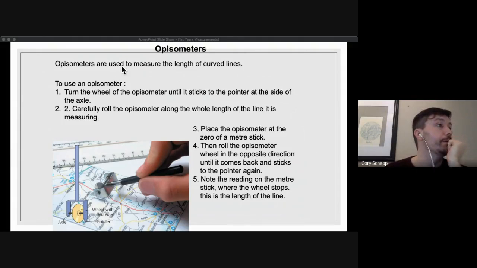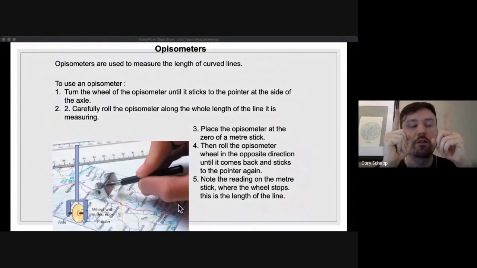So opisometers are used to measure the length of curved lines. A lot of the time they're used for maps, because normally at the bottom of a map, you'll have a little key that tells you how far on the map a certain distance is.